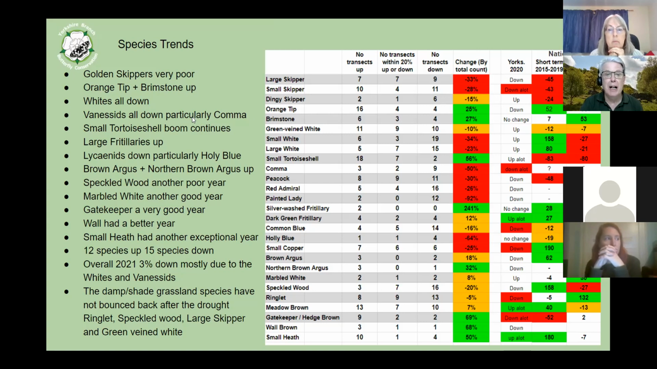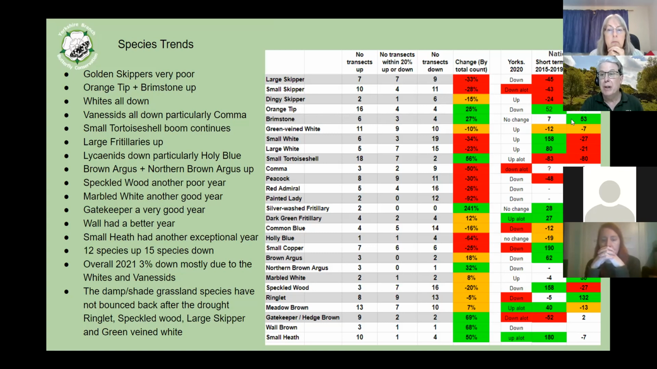Now, probably some of the highlights of this year is the orange tip and the brimstone. Now, even though their flight periods were very, very poor, the reason we're able to assess that they actually did quite well is because the pollard walk is only walked in good conditions. So we actually get a realistic assessment of a species, regardless of whether the weather was really bad or poor. And the result of that is you can see orange tip and brimstone both had good years, which was quite a surprise.